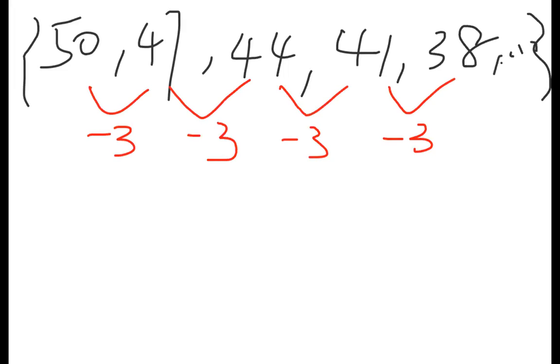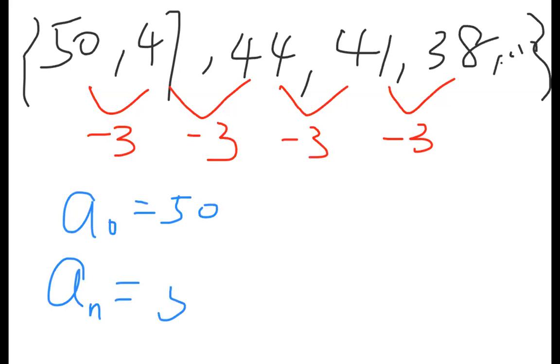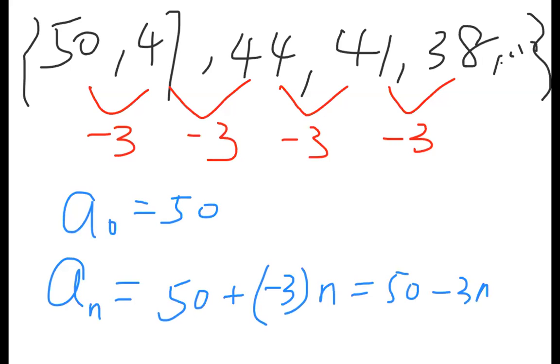So let's write down the general term. The first term is 50, that is a0. For an, you go from 50 and you go through n numbers of differences, so plus minus 3, that's the common difference, times n. Simplify this, you have 50 minus 3n. Any questions?